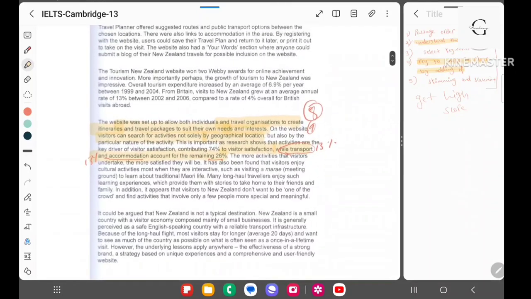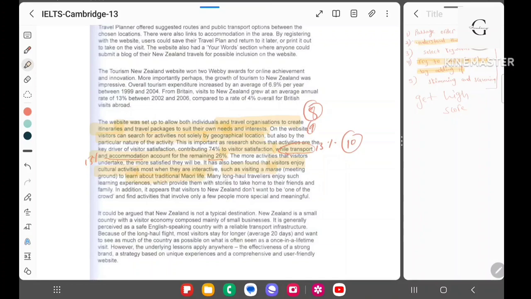So these are in passage order. So here you go. I just found my 10 here and I'll go further. The more activities that visitors undertake, the more satisfied they will be. It has also been found that visitors enjoy cultural activities most when they are interactive, such as visiting a Maori meeting ground to learn about traditional Maori life.